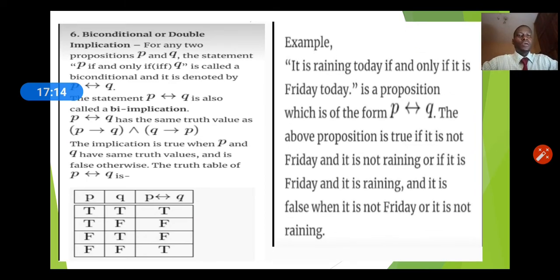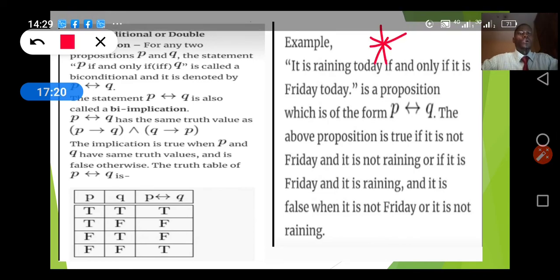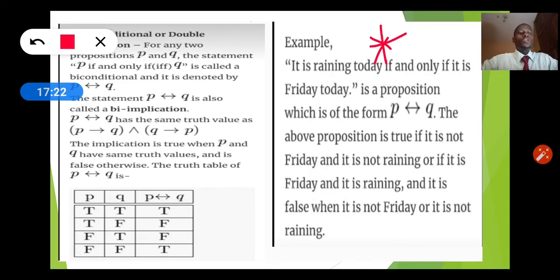Good. Now let's see an example of that. This is the example I want us to see right now. It is raining today if and only if it is Friday today. This is a proposition of this form. When you see if and only if, that's the key word that shows biconditional or double implication. If and only if. Okay.